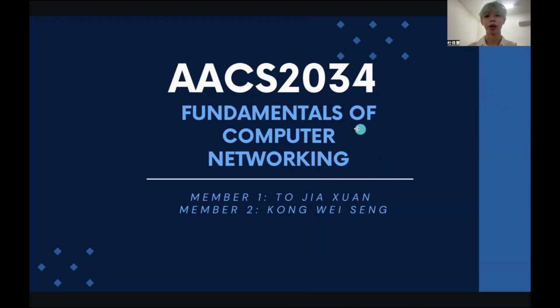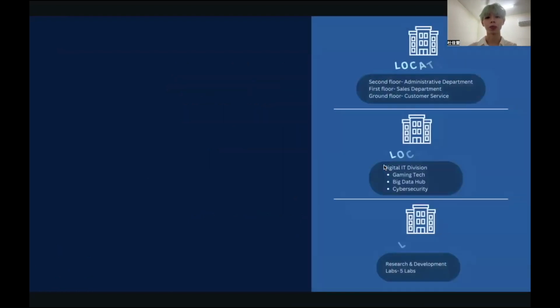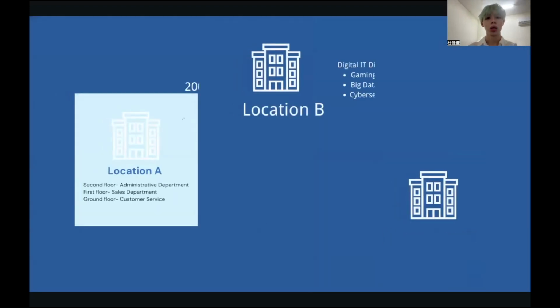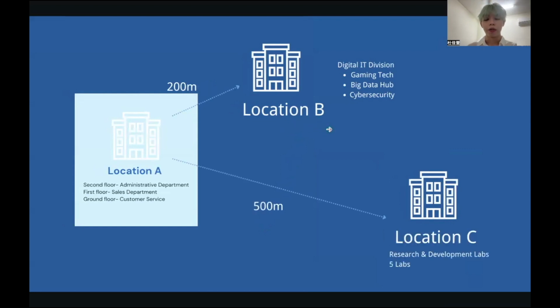Today I'm going to present the fundamentals of content networking. For the introduction, from the question, we need to design a local area network for the text solutions company. There are three locations, which are location A, B, and C. Location A has 3 departments on different floors. Location B has 3 units on different floors. And location C has 5 research and development labs. Location A is 200 meters from location B and 500 meters from location C.